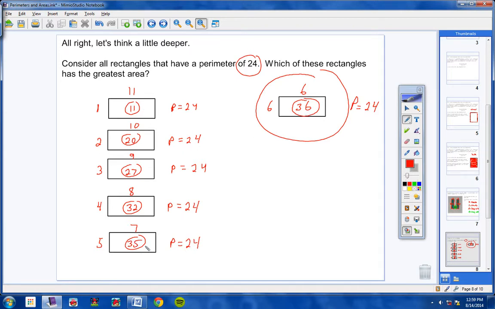Do you see what I've done here? This is what geometry is all about. Whether you like it or not, geometry is about looking at a situation using common sense and reasoning, okay? So as soon as I read this problem and it said consider all rectangles that have a perimeter of 24, I started listing out rectangles that have perimeters of 24. That's just common sense. And then I found the area of each one, and of course then I'm looking for the area that's the greatest, because it says here which of these rectangles has the greatest area. Okay? All right, I hope that made sense. Let's continue on.